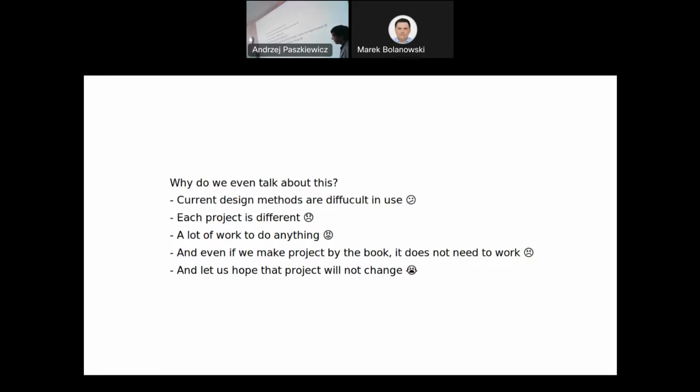Well, each project is different. What I mean by this is that if two projects differ in the used method, the experience gained from the first one may not help with the other one. Current methods usually require involvement from the designer at each design stage. Even if we make everything by the book, it does not necessarily work as intended by the stakeholder. And the last thing is that most, if not almost all, of the methods do not take into consideration functional requirements, not to mention non-functional requirements and scaling of the project.